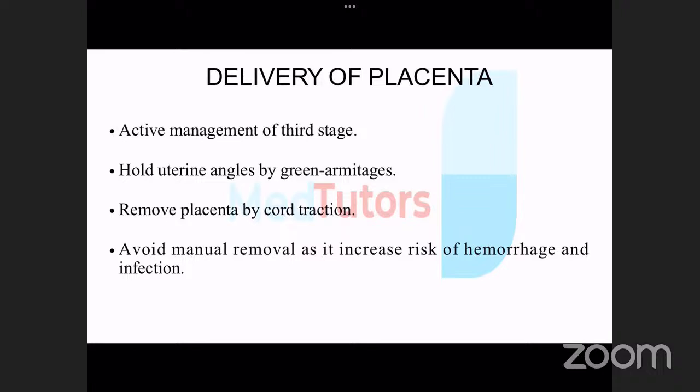As soon as you apply cord traction to deliver the placenta, you quickly use green methods to hold the uterine angles to reduce bleeding. And of course, as much as possible, it is better to deliver the placenta by cord traction rather than manually because of the risk of infection and hemorrhage when you deliver the placenta manually.